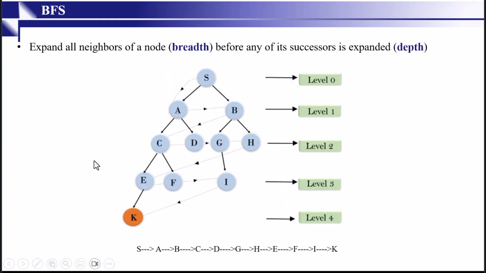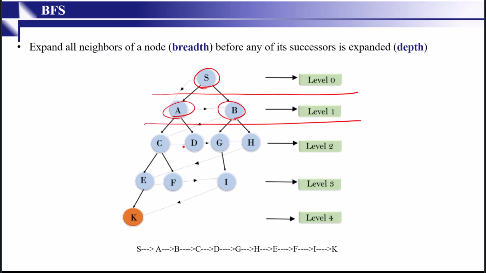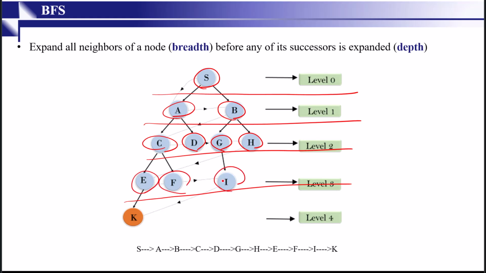So here we go. This is the S, right? First level. Then we go to A. Then we go to B. Then we go to C, D, G, H. Then we go to E, F. If our goal is this one, we will stop here, because every time we check whether it is the goal. So in this example, if the goal is this K, we will be here after traversing all.